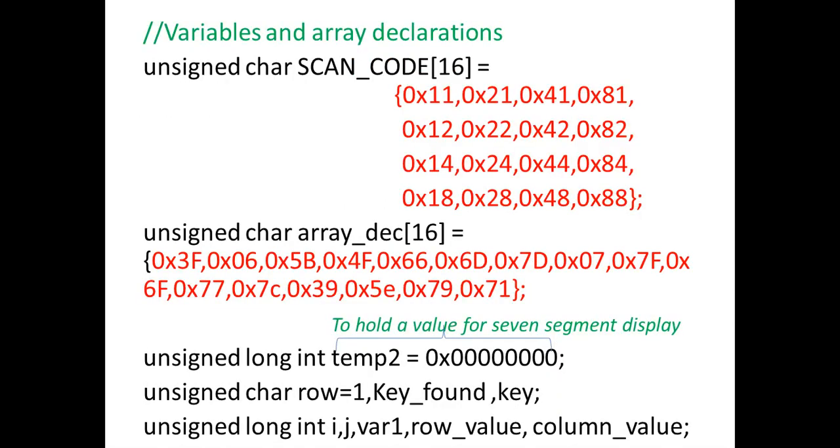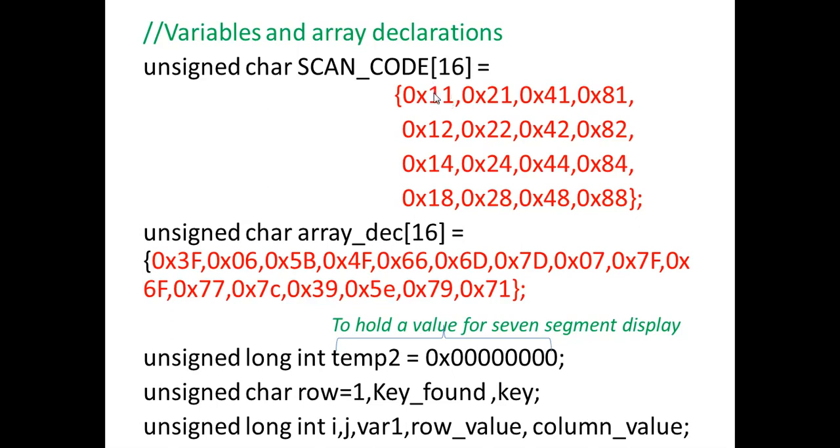Now in this section we'll discuss the variables and arrays which are declared here. The first array declared here is scan_code. It is an array and there are 16 elements in the array. Each element is of character type, so your compiler is going to reserve 8 bits for each element. These elements correspond to the row value and the column value. The higher nibble of this hexadecimal number corresponds to the column value, and the lower nibble of the hexadecimal number corresponds to the row value. This one indicates column 1, and this one indicates row 1.